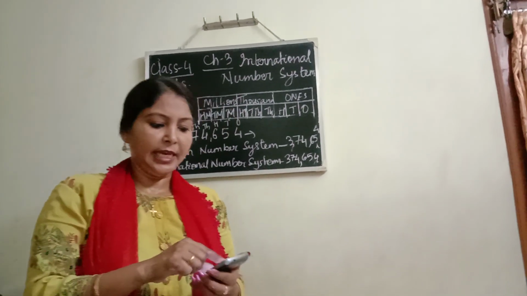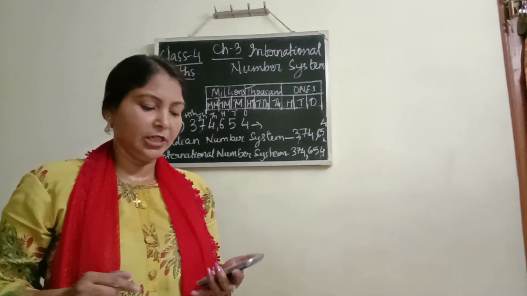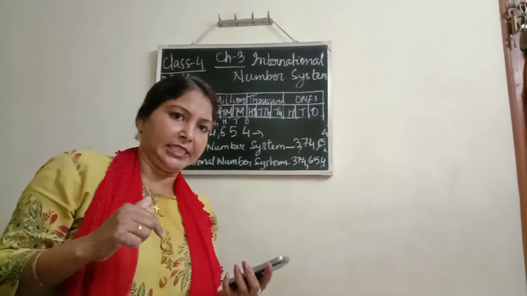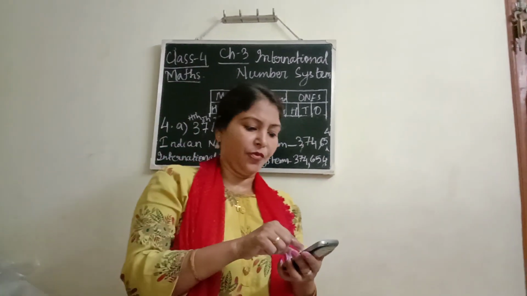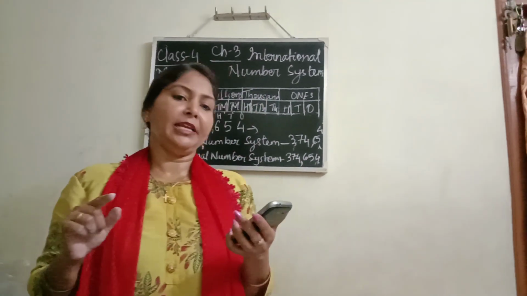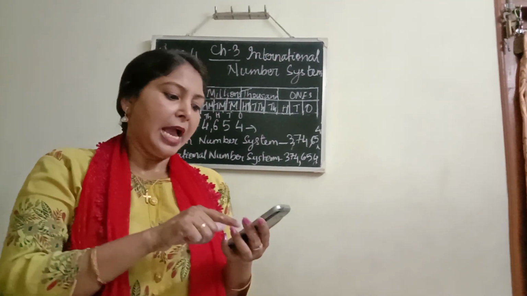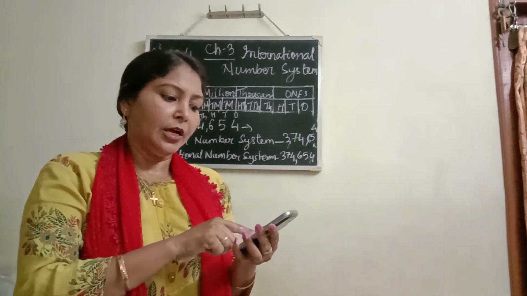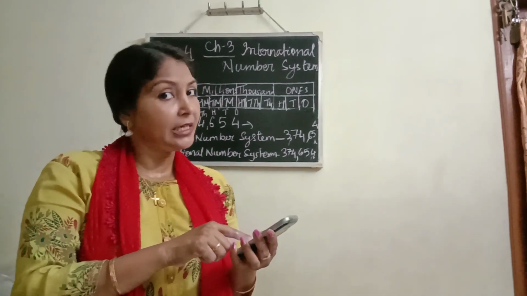Fine. Now you see, in question number 5 and 6. In question number 5, first of all, the numbers are given in which place value system? Try to remember. It is given in the Indian number system, and you have to write this as per the international number system.